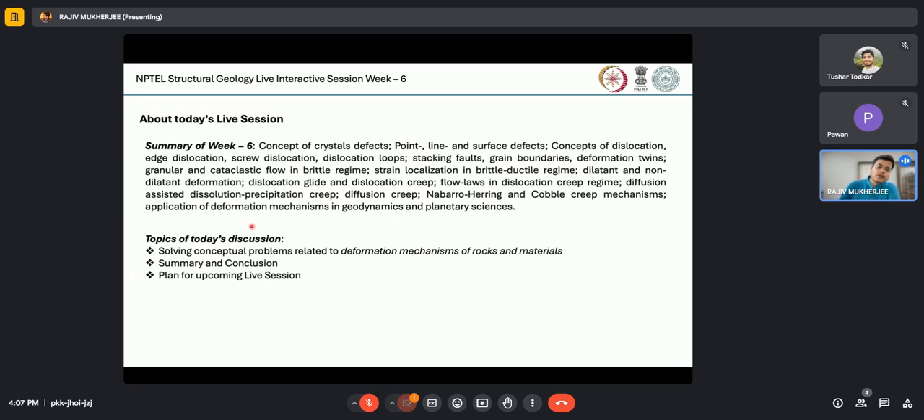So today's topic of discussion will mostly be related to solving conceptual problems related to deformation mechanisms of rocks and materials, and then we will summarize and conclude today's session, and also discuss briefly the plan for the upcoming live session. So we will start right ahead with the MCQ questions.